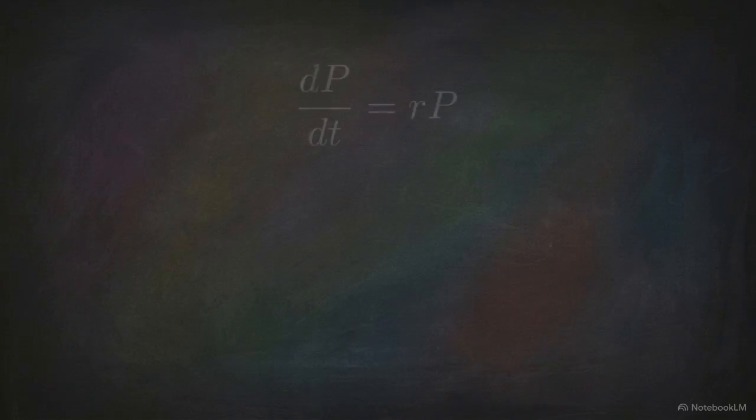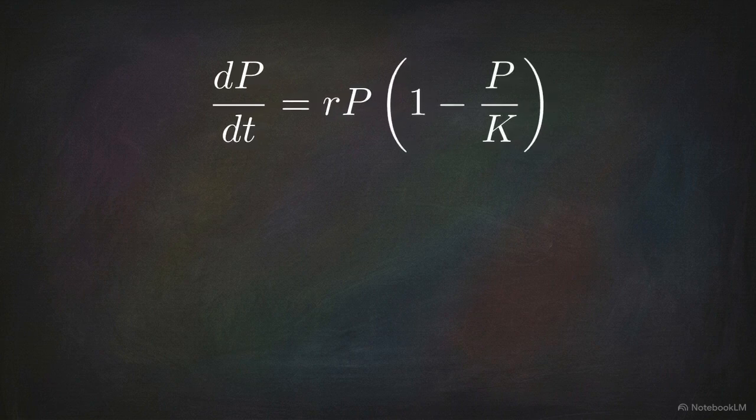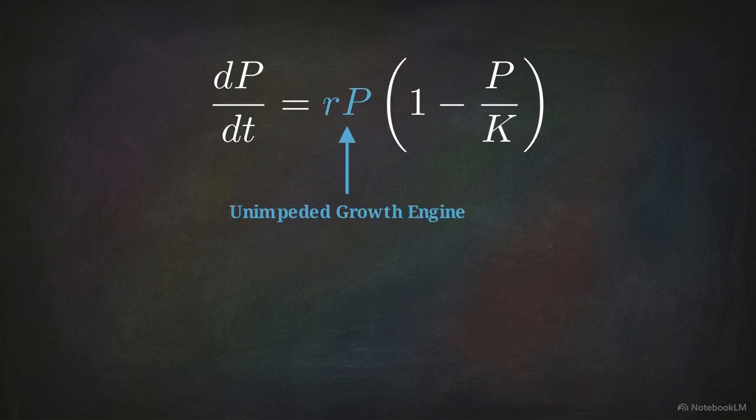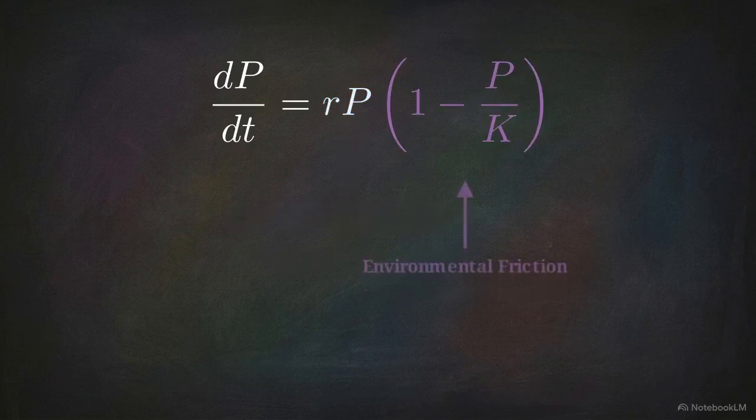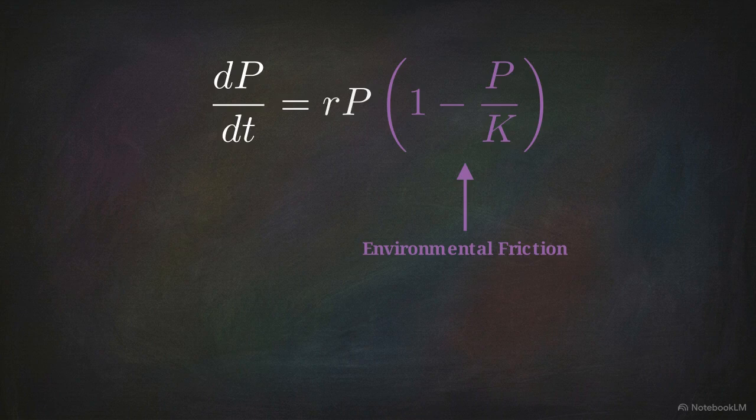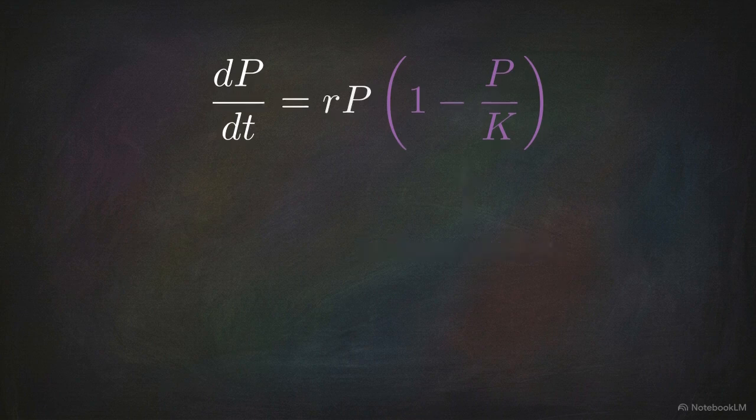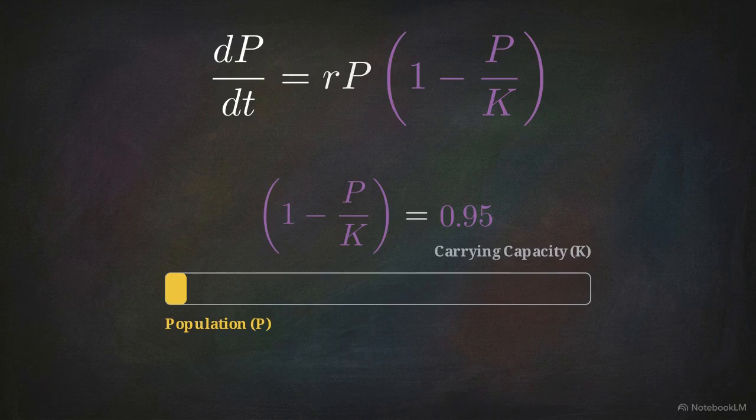This animated diagram shows the Verhulst logistic equation, which amends the original exponential model to account for this environmental reality. The base equation adds a bottleneck term, becoming dp over dt equals rp times 1 minus p over k. Breaking down the parameters, p represents the current population, rp is the unimpeded growth engine, and the new term, 1 minus p over k, acts as the environmental friction.